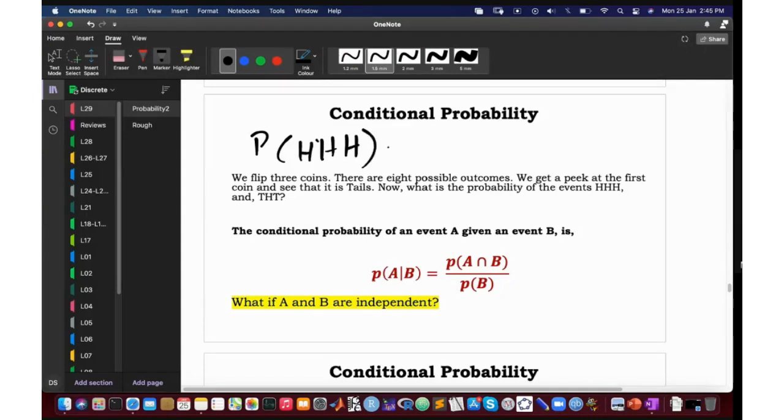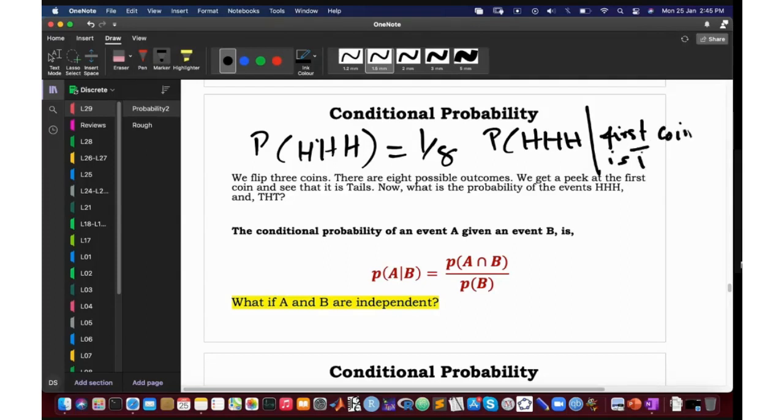Originally this probability was 1/8. But now you are 100% sure that it is 0, right? If I tell you that the first coin is tails, you know that you can't have three heads. This probability becomes 0. So if the events are not independent, the probability of one event tells you something about the occurrence of the other event.